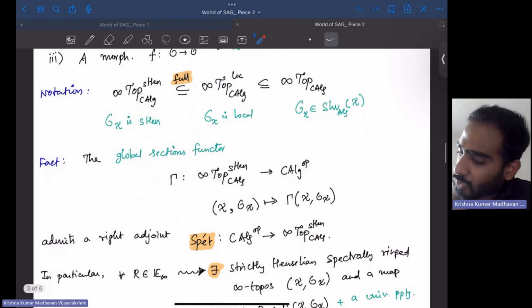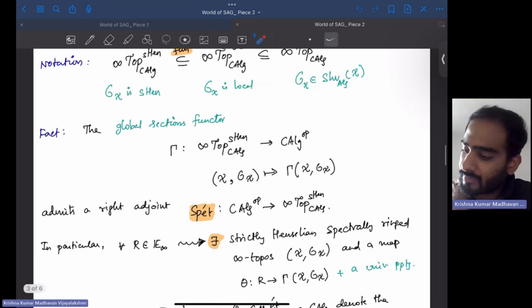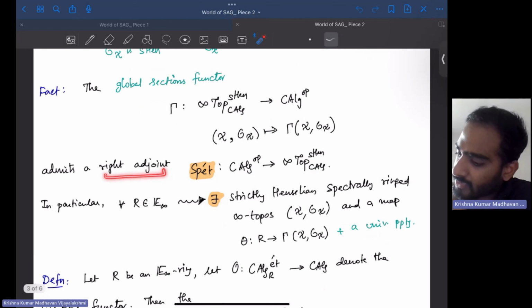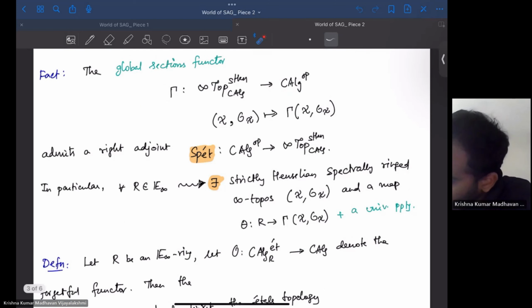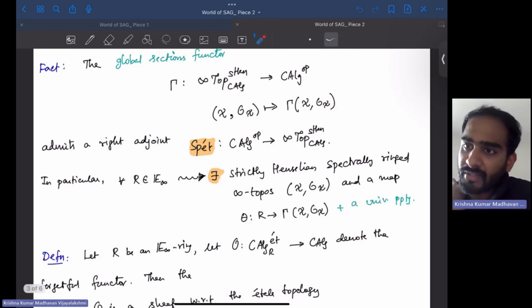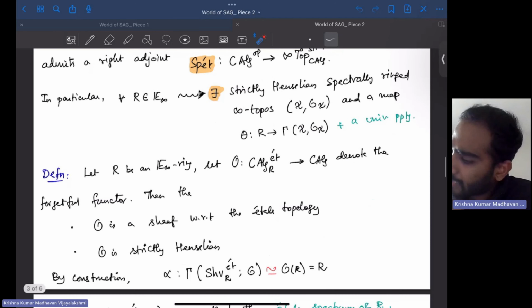In this setting, we have a global section functor, just like we have for schemes and spectral schemes. The global section functor admits a right adjoint, which is just forgetting the structure. Okay, so you have a topos, and then you take the global sections with respect to the topos, and this is the structure sheaf of an infinity ring that we have defined. For any infinity ring, there exists a strictly Henselian spectrally ringed infinity topos and a map given in this way, plus some universal property that we are not going to see.